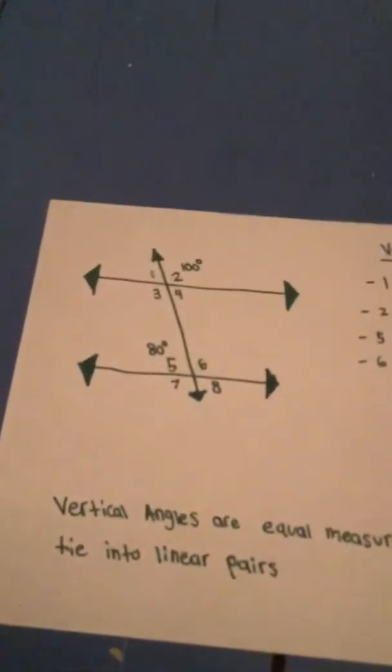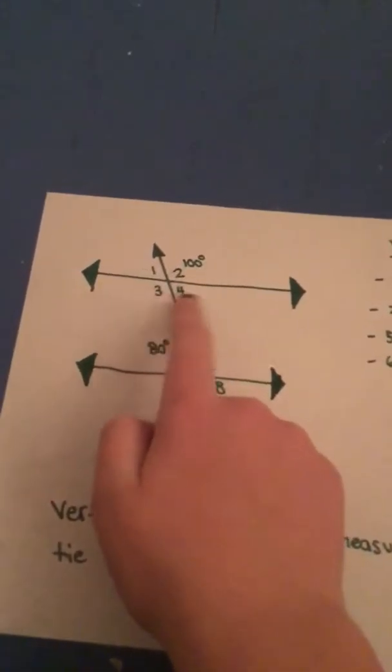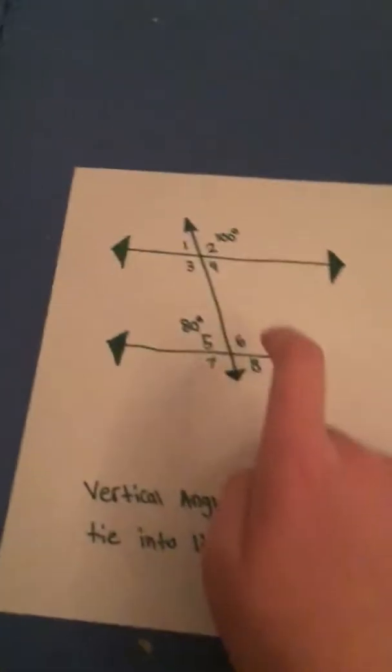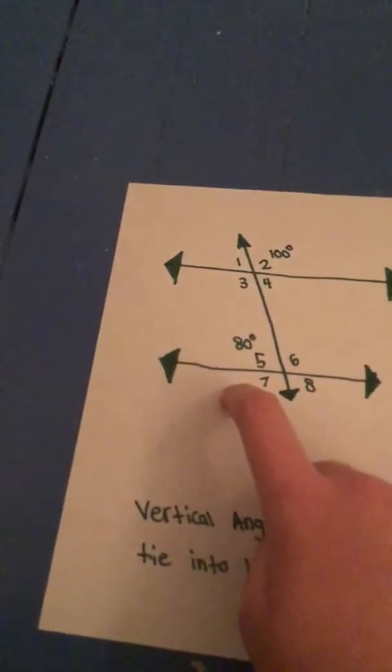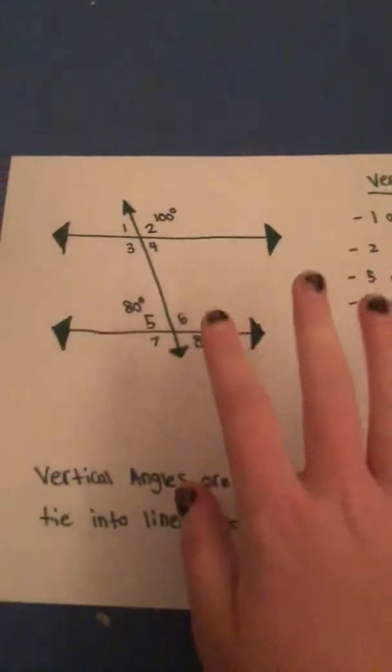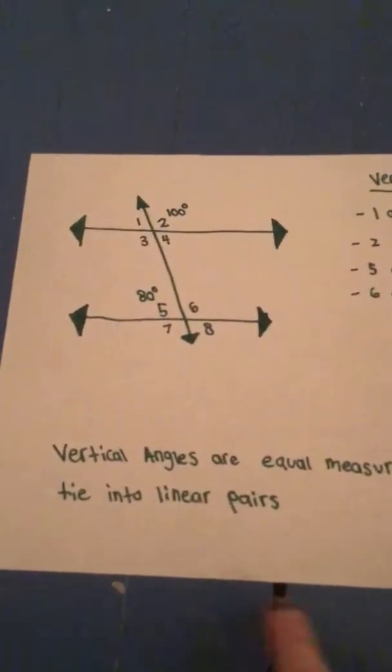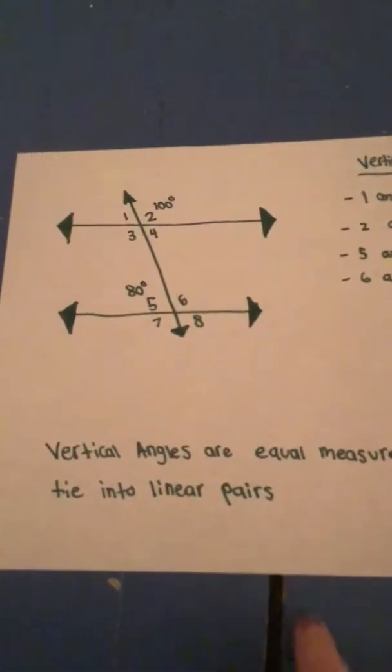Now, in this picture, you can see that 1 and 4 are vertical angles, 2 and 3 are vertical angles, 5 and 8 are vertical angles, and 6 and 7 are vertical angles, because they're diagonal from each other. And we'll get into why in a couple minutes. Vertical angles are equal in measure because they tie into linear pairs, and in a minute that will make sense.